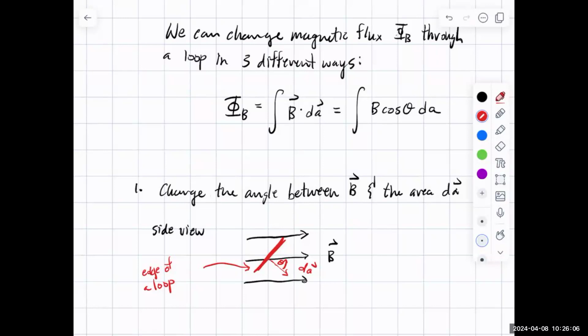But if I change the angle so that theta becomes 0, then the cosine of 0 becomes 1. I've changed my cosine factor from 0.707 to 1, and that's definitely changed the flux through this little loop. I could also change it the other way, so that the angle goes to 90 degrees. In that case, the cosine of 90 will be 0, and there'll be no magnetic field passing through the loop because the plane of my loop is parallel to the magnetic field.